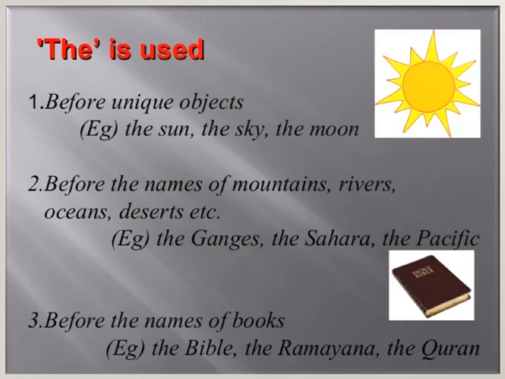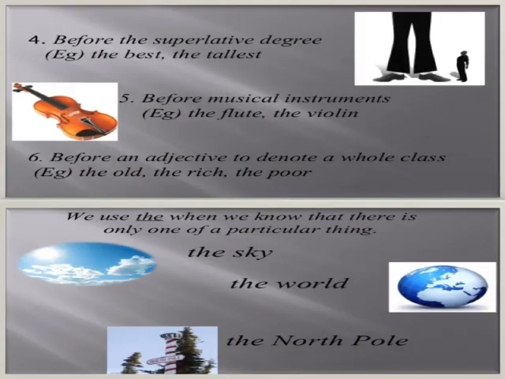It is also used before the names of books like the Bible, the Ramayana, the Quran. The is used before the superlative degree. Example, the best, the tallest. It is also used before musical instruments. For example, the flute, the violin. It is also used before an adjective to denote a whole class. For example, the old, the rich, the poor. We also use the when we know that there is only one of a particular thing. The sky, the world, the North Pole.